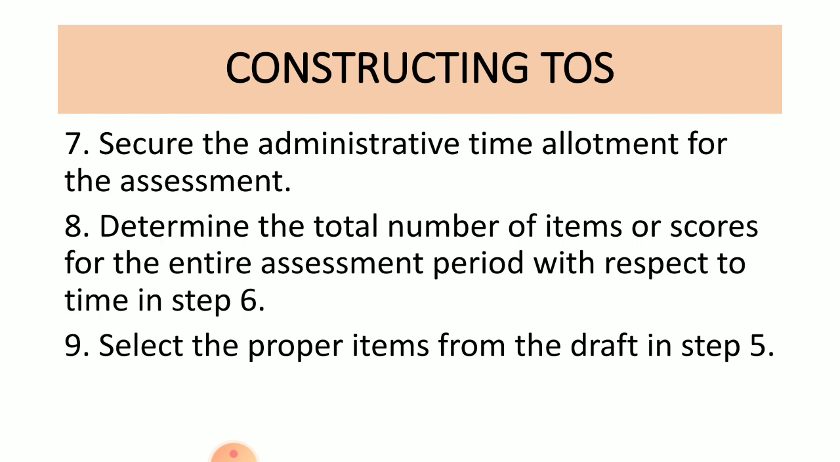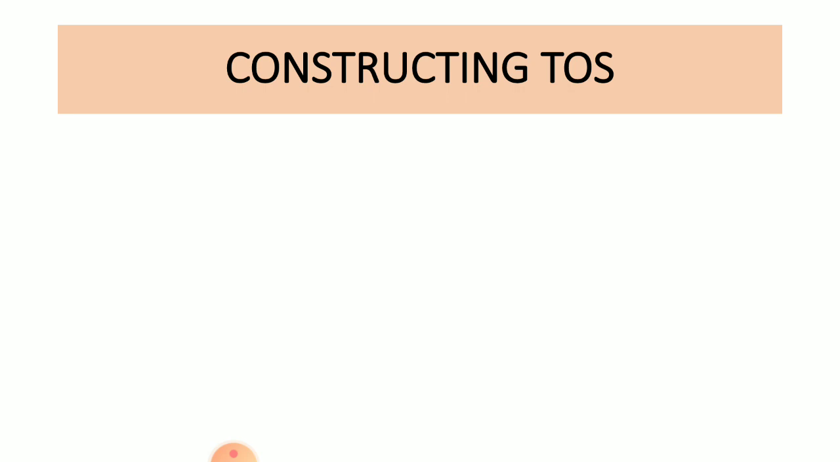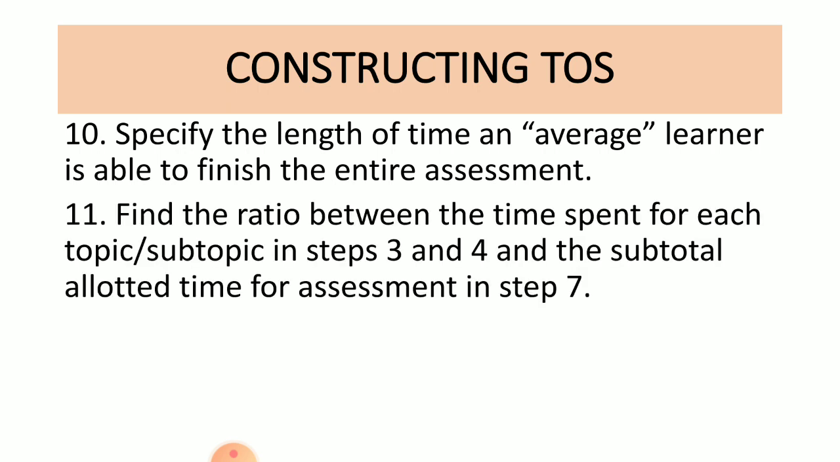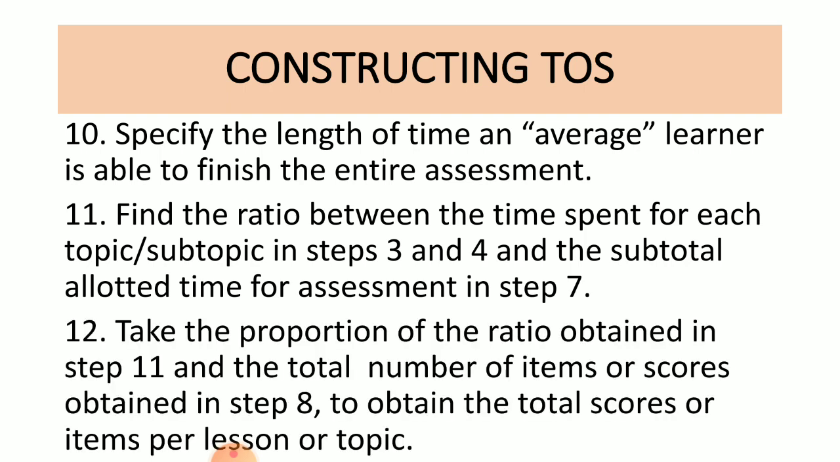Next is to select the proper items for the draft in Step 5. Next, specify the length of time an average learner is able to finish the entire assessment. Then find the ratio between the time spent for each topic or subtopic in steps 3 and 4 and the subtotal allotted time for assessment in step 7.